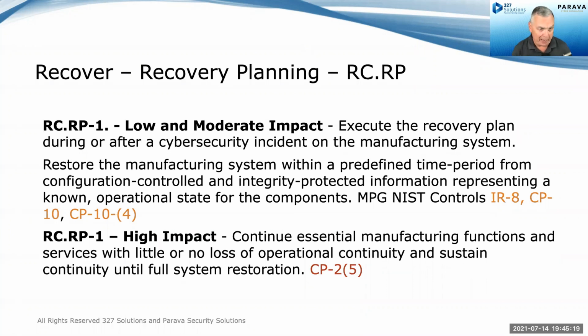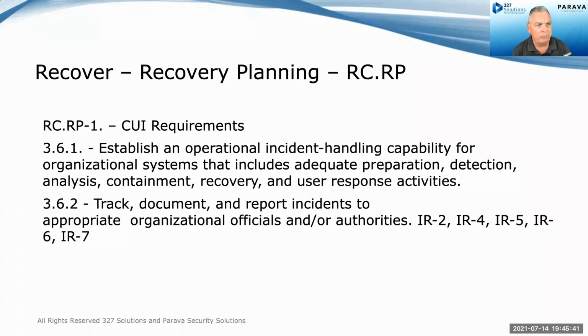If you have a high impact system, the objective is going to be for you to be able to continue essential manufacturing functions and services with little or no loss of operational continuity and sustained continuity until you have a full system restoration. That would be a very, very important fact for your customers to know. The equivalents in the CUI space and 800-171 are, once again, not as specific. It's not that they're bad, it's just that they don't deal with manufacturing.